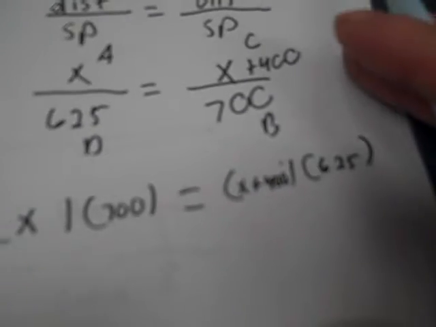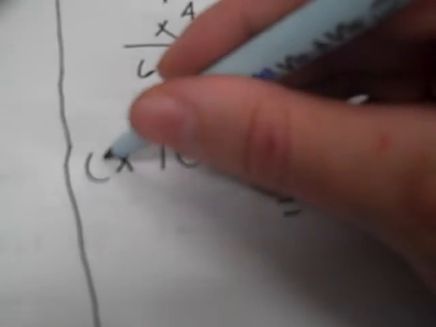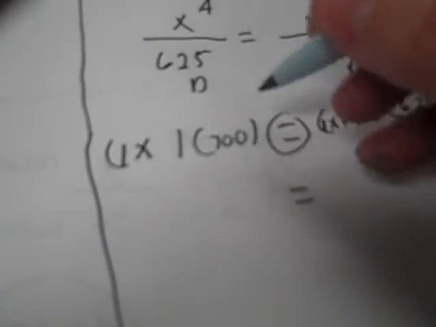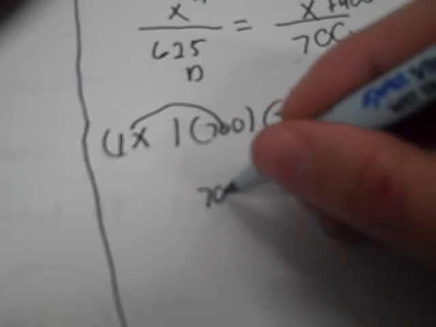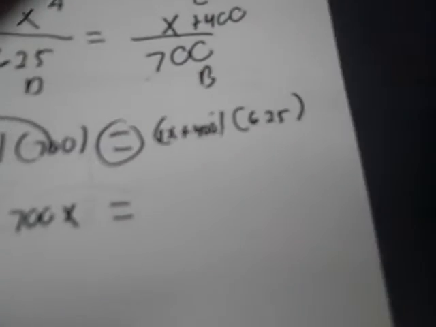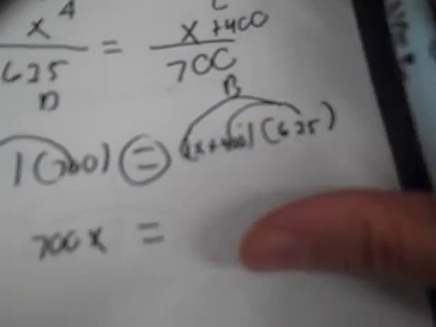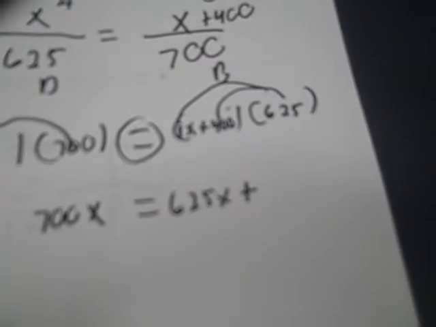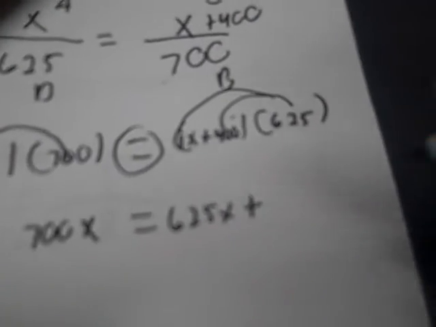Okay, you've got to go diagonal. So I drop my equals. I cover my x's. Okay, and there are no minuses. I just multiply one thing over there. That's going to be 700x. And over here I multiply. I can't add those, so I need to distribute the 625 to both of them. So that's going to be 625x. Then I take 625 times 400. And that gives me 250,000.